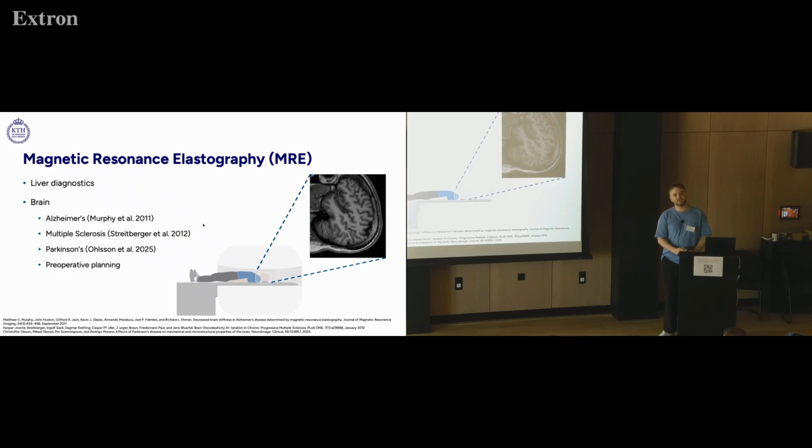MRE was first used for liver diagnostics. And the liver is really nice because it's more or less just a big blob. You can make a bunch of assumptions that stay true. The brain is a little bit more difficult, and we'll get into that more. But we've seen that the stiffness of the brain can predict Alzheimer's, MS, and Parkinson's. You can also use it to plan how you would extract a tumor from the brain, which is convenient as well.